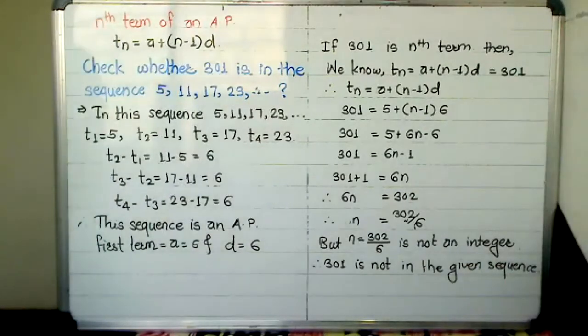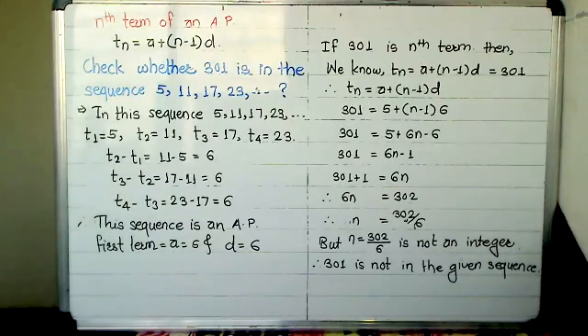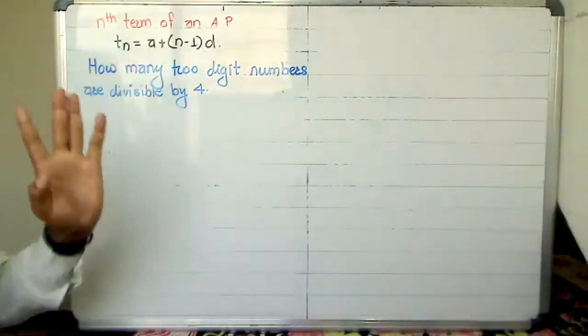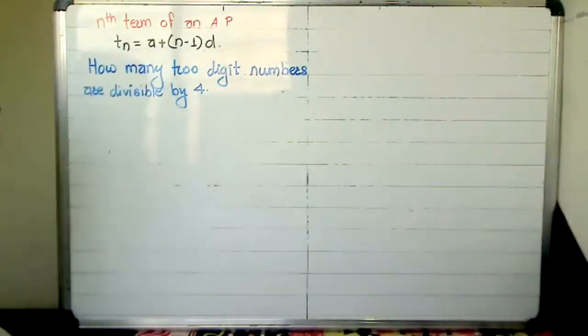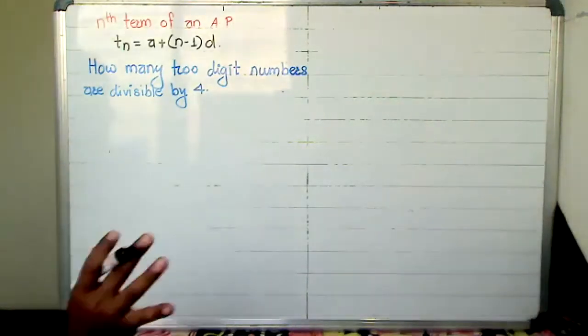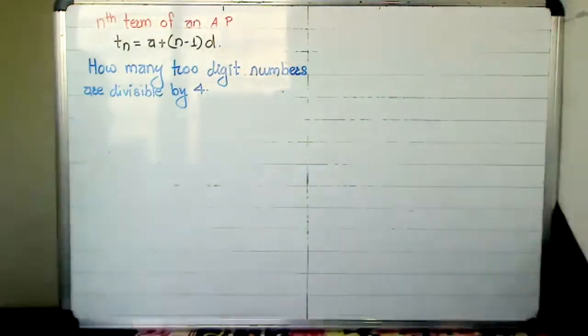301 is not in the given sequence. Okay. Now we'll see the next example. The next example is: how many two digit numbers are divisible by 4? This type of example is very important. First of all, we need to list the two digit numbers which are divisible by 4.